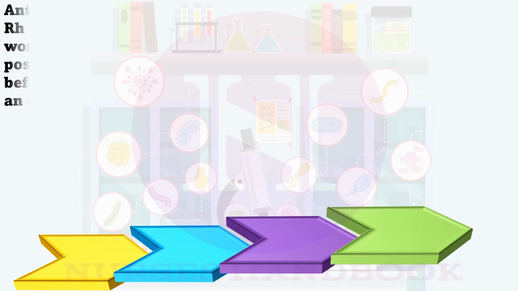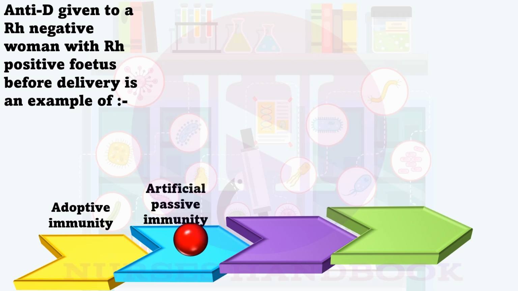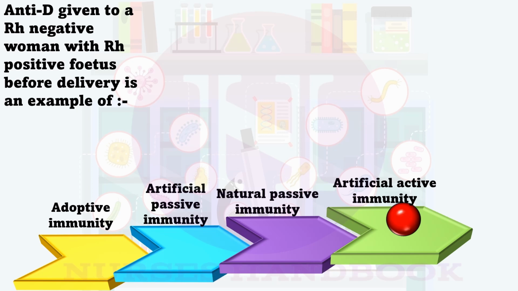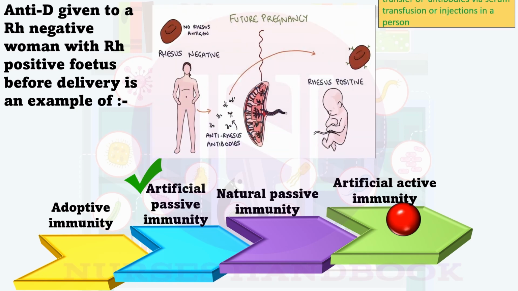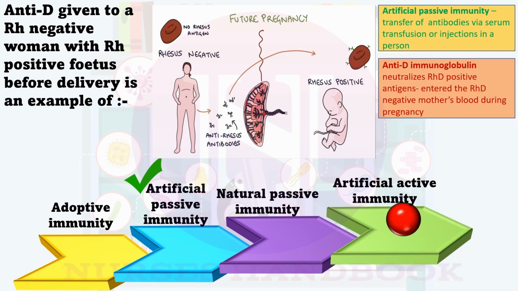Question number 9. Anti-D given to a Rh negative woman with Rh positive fetus before delivery is an example of adoptive immunity, artificial passive immunity, natural passive immunity, artificial active immunity. And the correct answer is artificial passive immunity. Artificial passive immunity is the transfer of antibodies via serum transfusion or injections. The anti-D immunoglobulin neutralizes any RhD positive antigens that may have entered the Rh negative mother's blood during pregnancy.